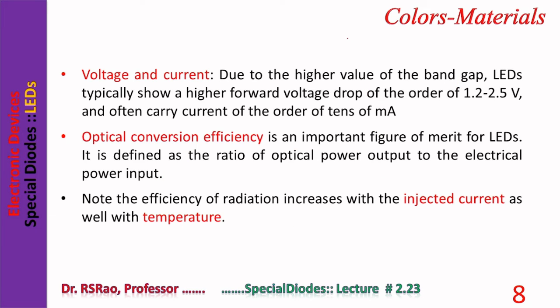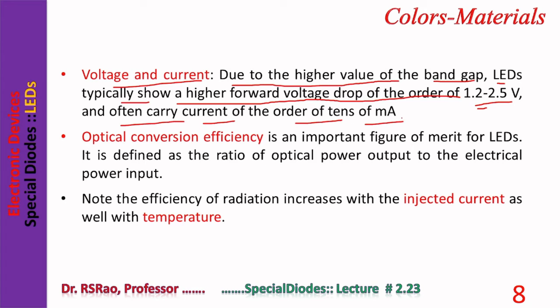Some properties of LEDs: voltage and current properties. Due to the higher value of band gap, LEDs typically show a higher forward voltage drop of the order of 1.2 to 2.5 volts and often carry current of the order of tens of milliamperes. So higher voltages are required to operate LEDs. They also carry higher currents.